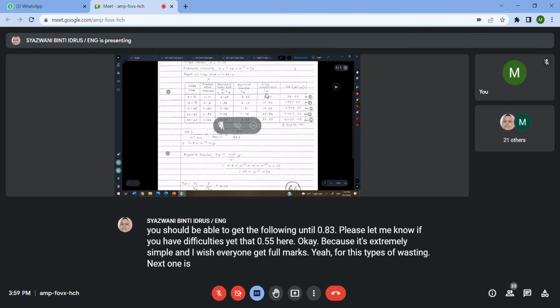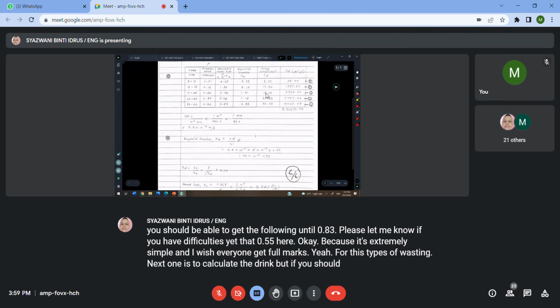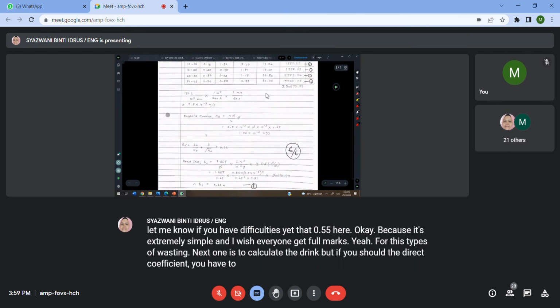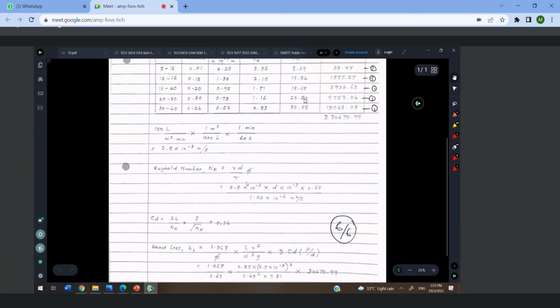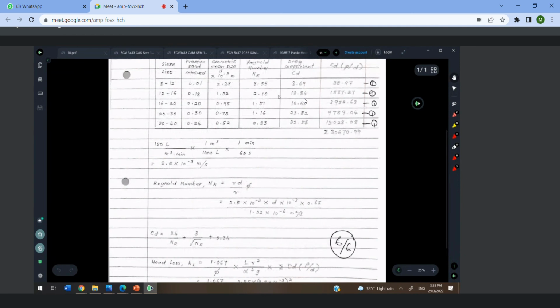Next is to calculate the drag coefficient. You have to use this equation. The Reynolds number that you calculated just now, 3.55, you substitute into this equation: 24 over Re, which is the Reynolds number, plus 3 over square root of Re, plus 0.34. So you should be able to get 8.69.